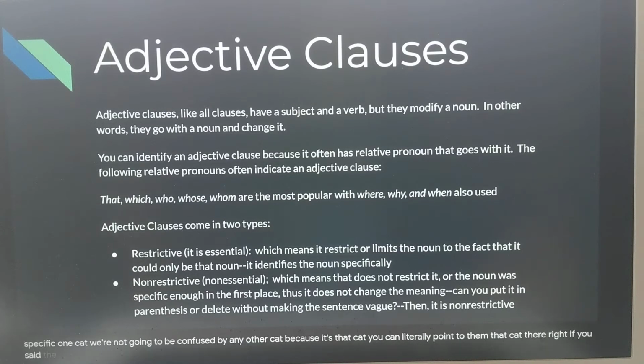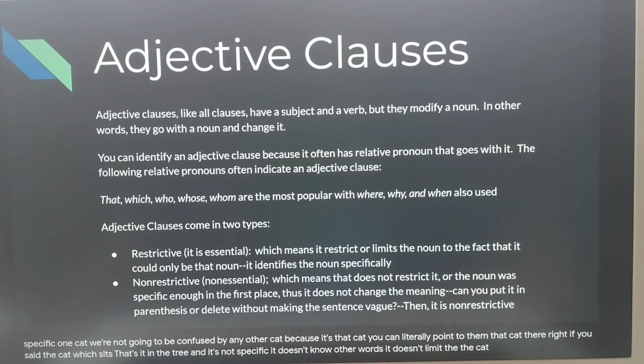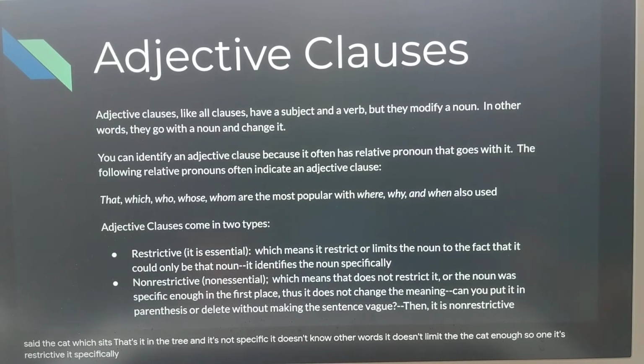If you said the cat which sits in the tree, we don't know which cat. There must be multiple cats that sit in the tree, and it's not specific. In other words, it doesn't limit the cat enough. So when it's restrictive, it specifically identifies the noun. When it's non-restrictive, it doesn't restrict the noun.